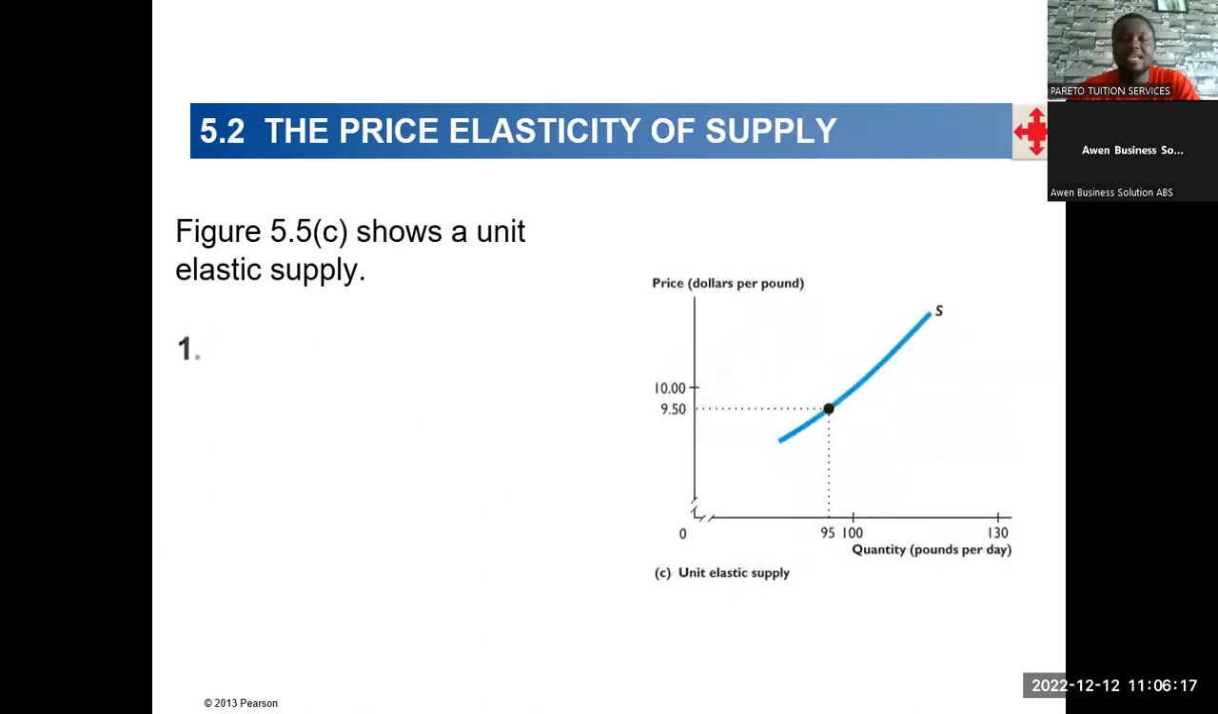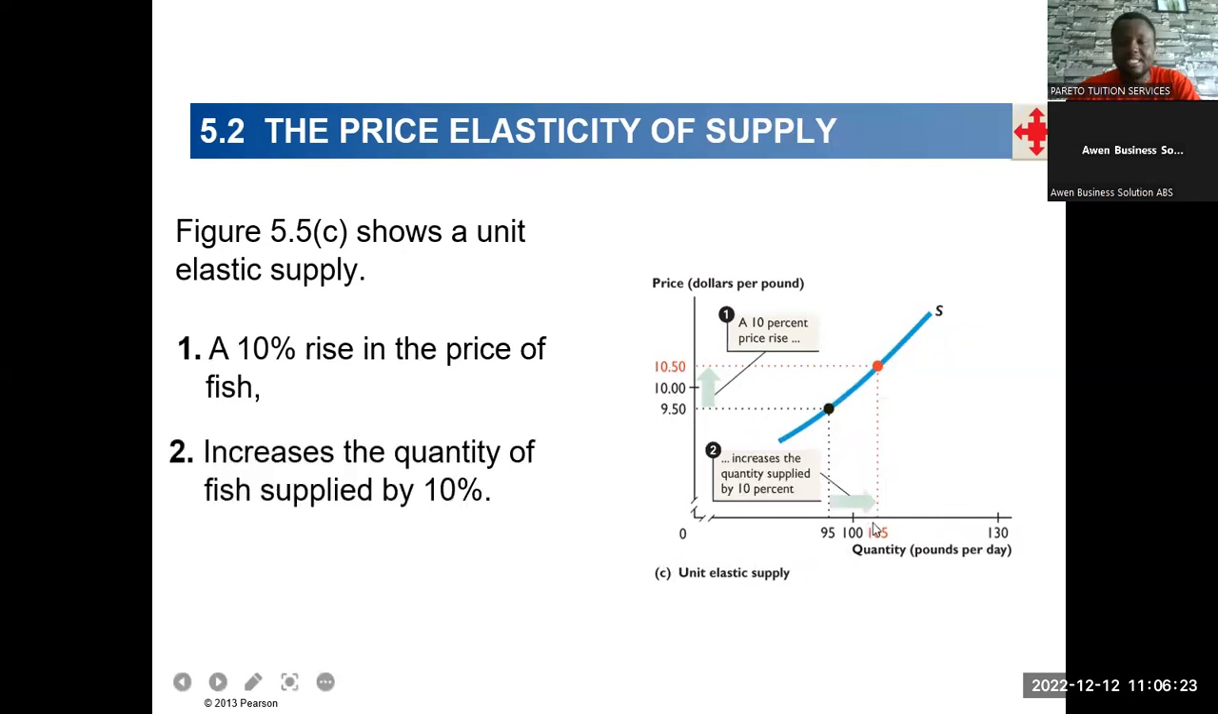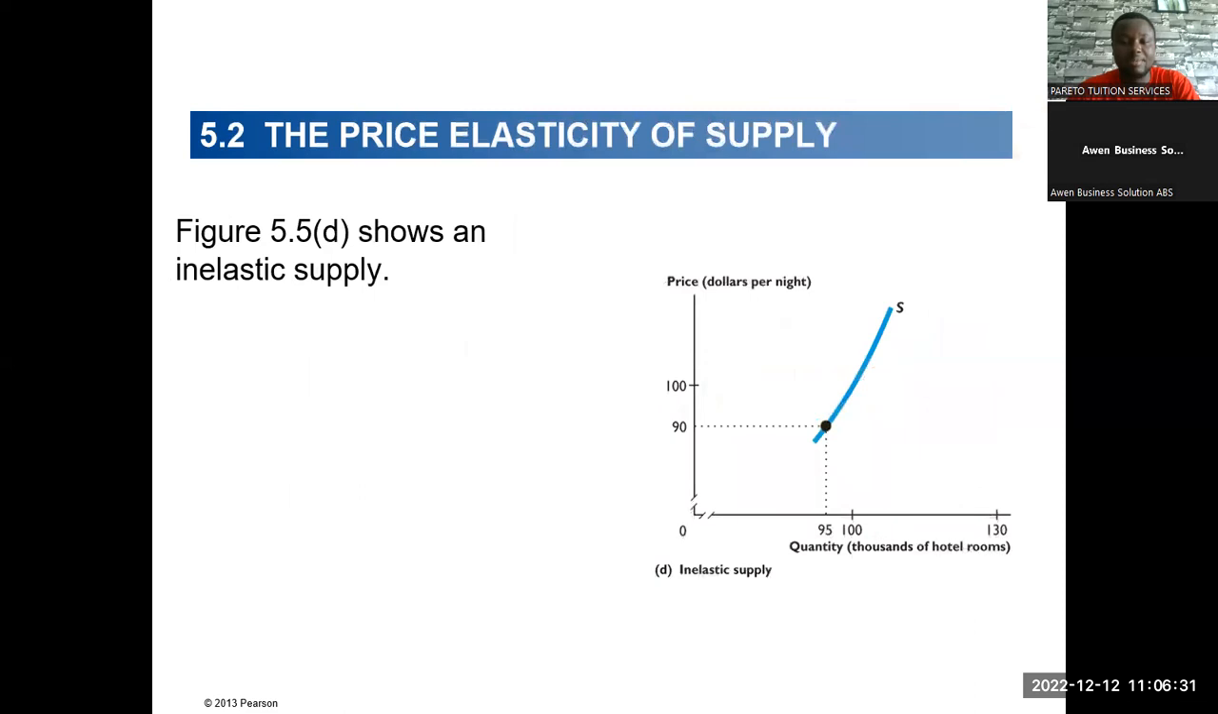And then we have unit elastic. Percentage change in price is 10%. Percentage change in quantity supplied is also 10%. So the elasticity here becomes 1. So we have unit elastic supply.